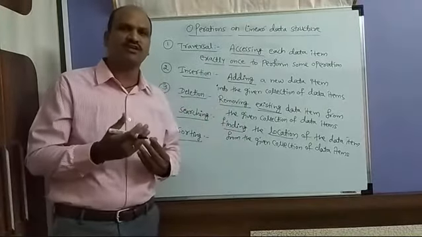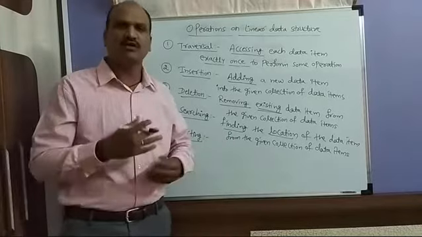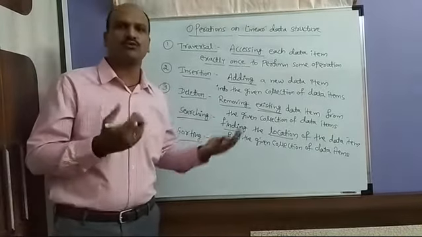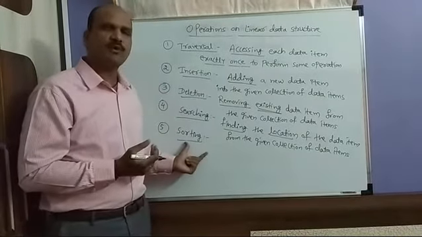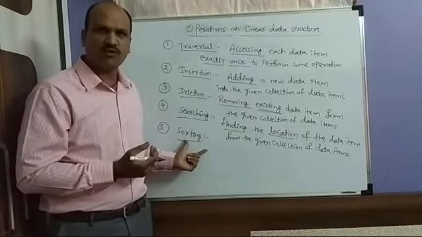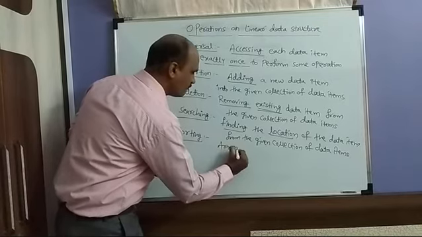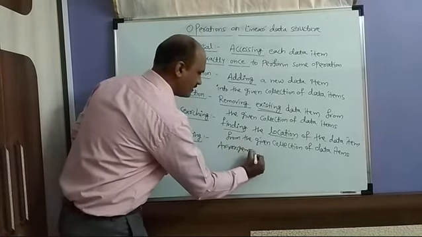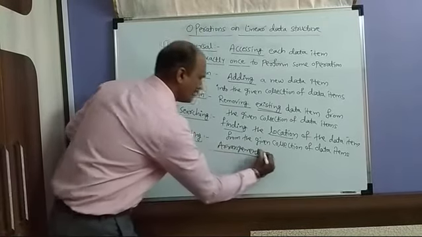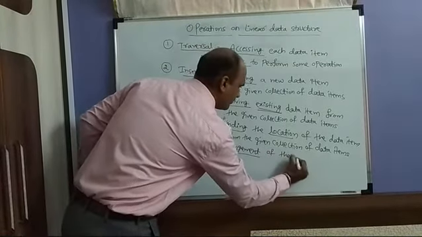You have to arrange whatever is convenient, whatever way you want the data. If you want the data in ascending order, you can go to ascending order. If you want the data in descending order, you have to go to descending order. Then you have to use the sorting operation. Sorting means the process of arrangement of the data items.